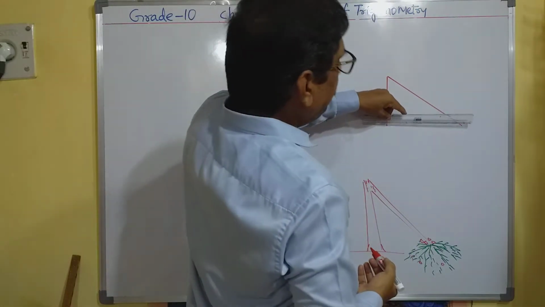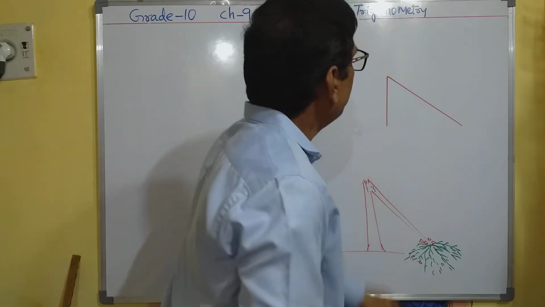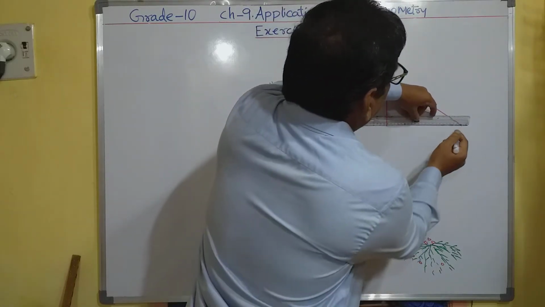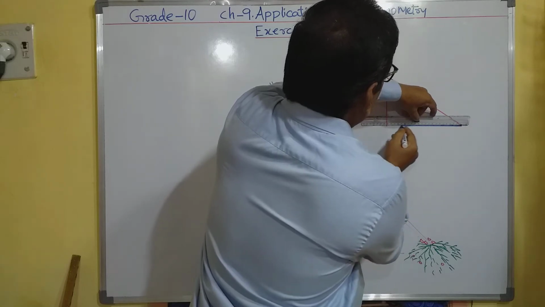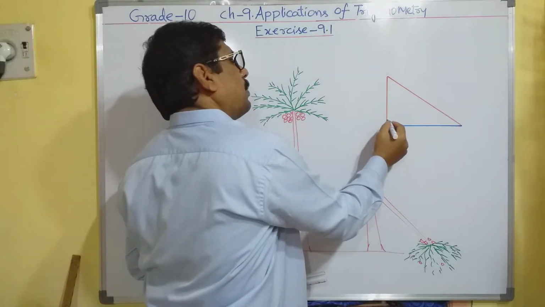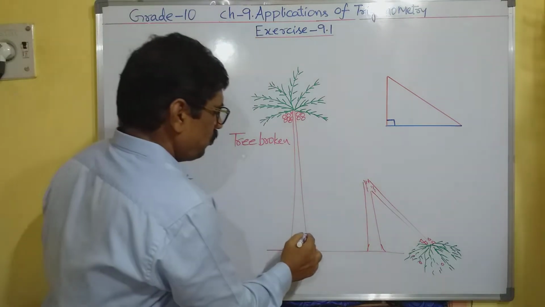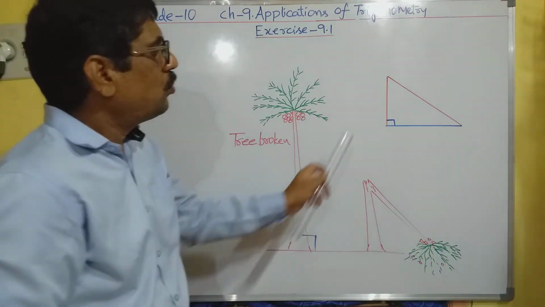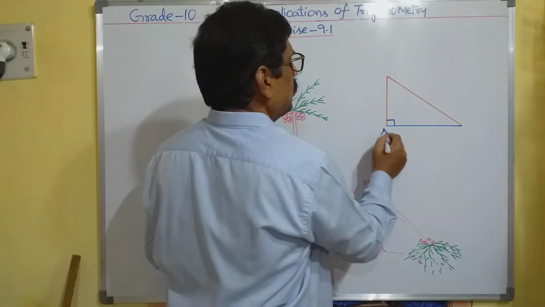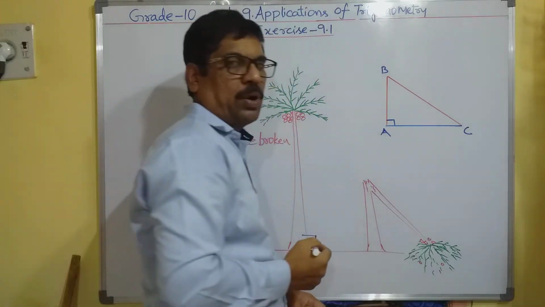Okay, let us take the base. The base is this one. Now let us consider the tree is vertical to the ground, which is making 90 degrees with the ground. So this angle is 90. So AB is the unbroken part and BC is the broken part.